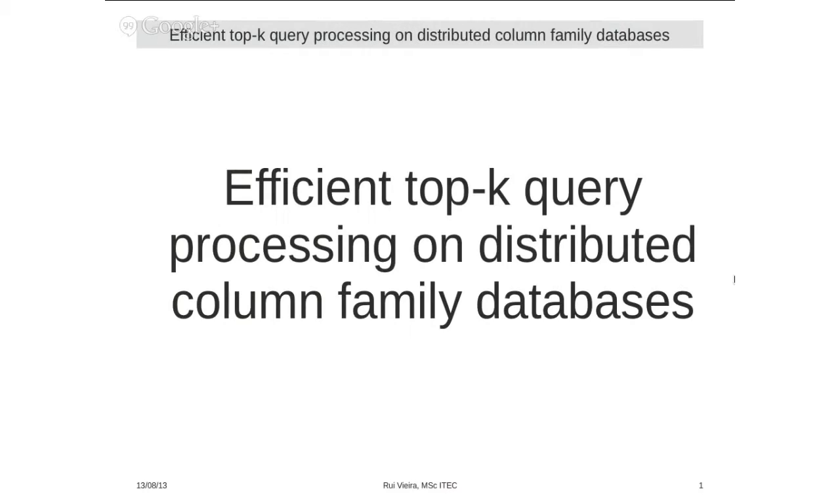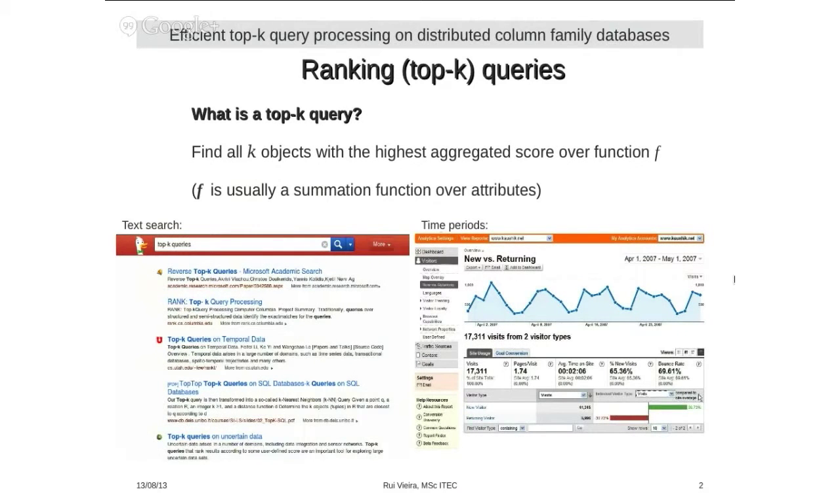And we're talking about something slightly different, which is efficient top-K query processing on distributed column family databases. So we can start basically by discussing what is a top-K query. Very simply, it's just a type of query where we're trying to find all K objects with the highest aggregate score over function f. Usually that function is a summation function, and we see top-K queries everywhere.